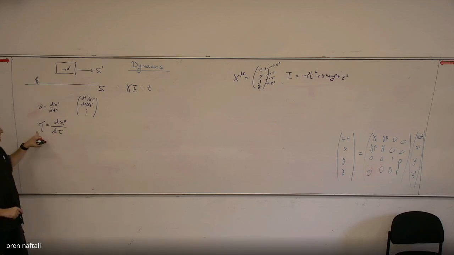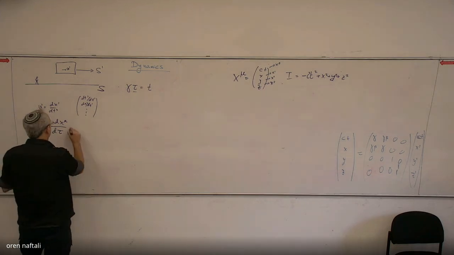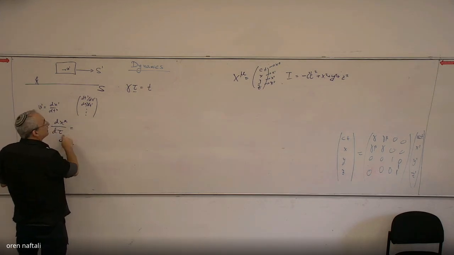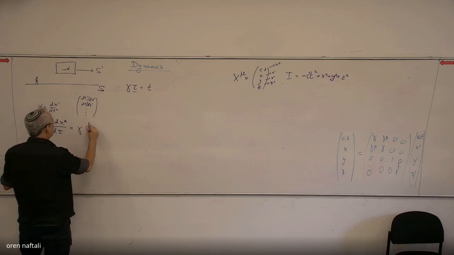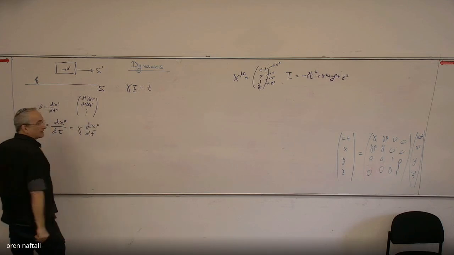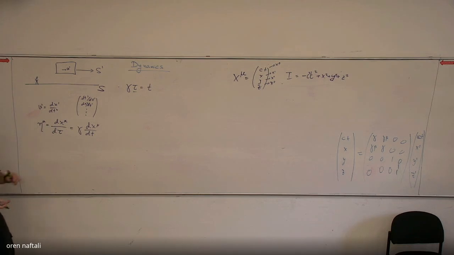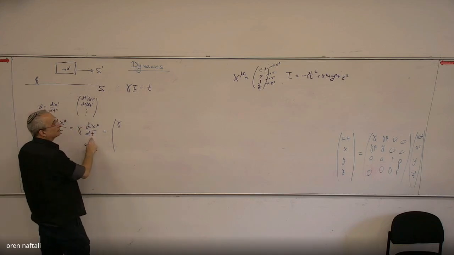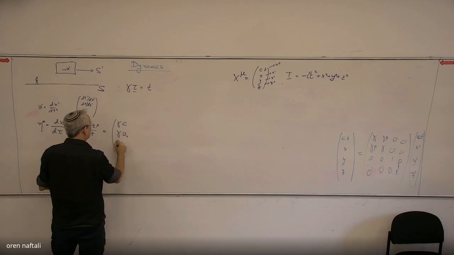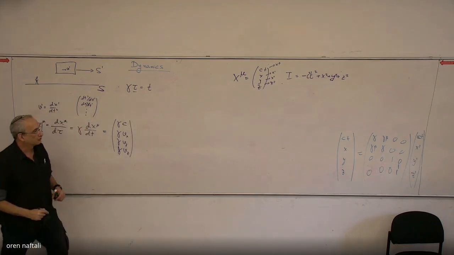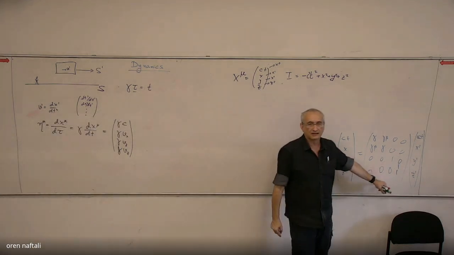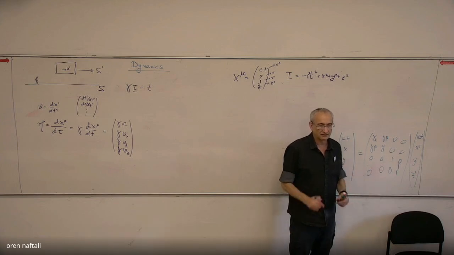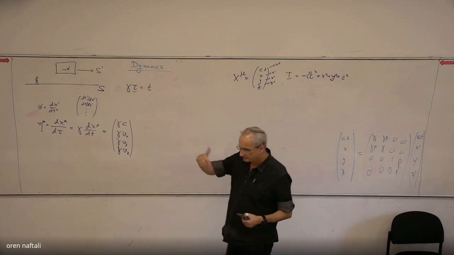And this quantity, of course, d over d tau is d over dt times dt over d tau, so it's gamma dx mu over dt. This is a 4-vector. Now, this is gamma times d(ct)/dt, and d(ct)/dt is c. And now we have gamma vx, gamma vy, gamma vz. This is a legal 4-vector that undergoes transformation under the Lorentz matrix.